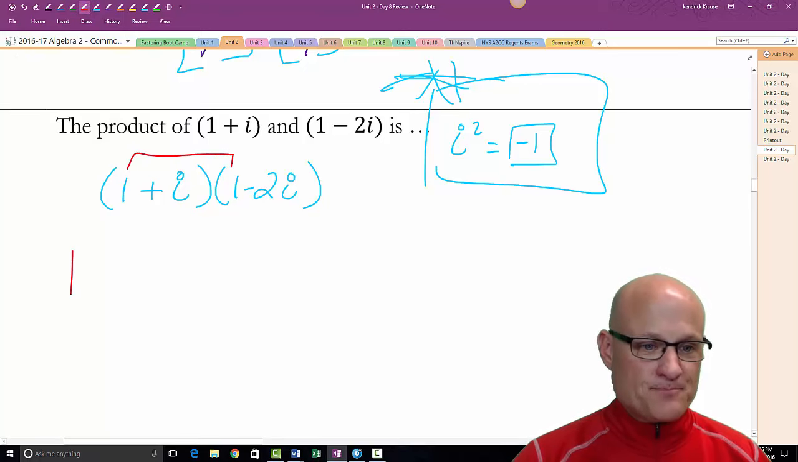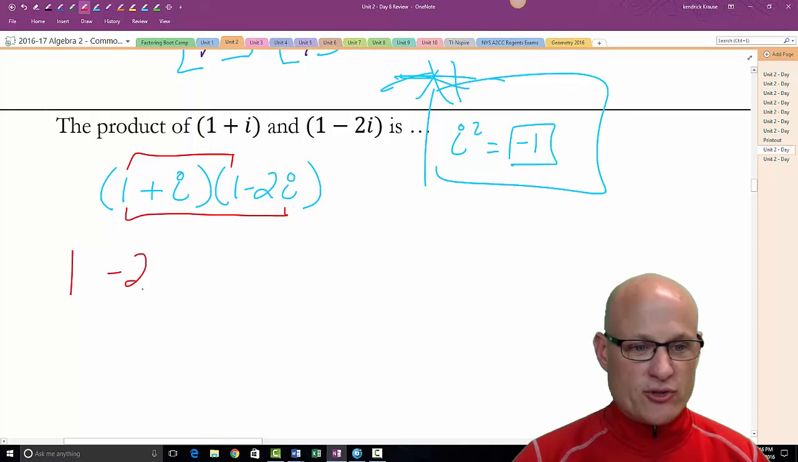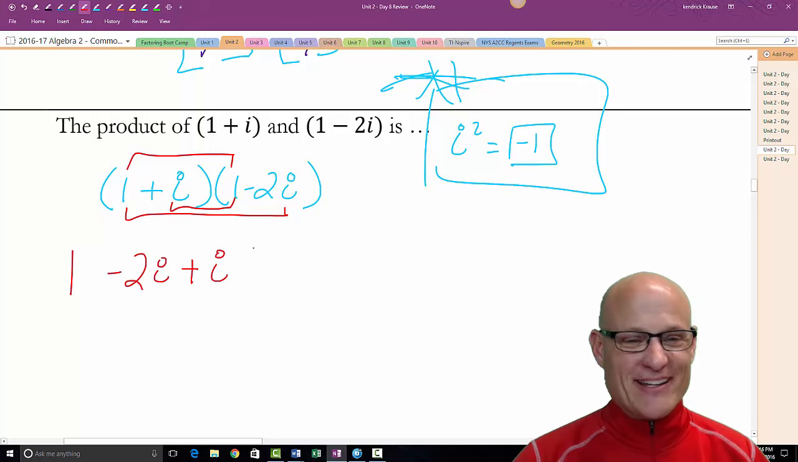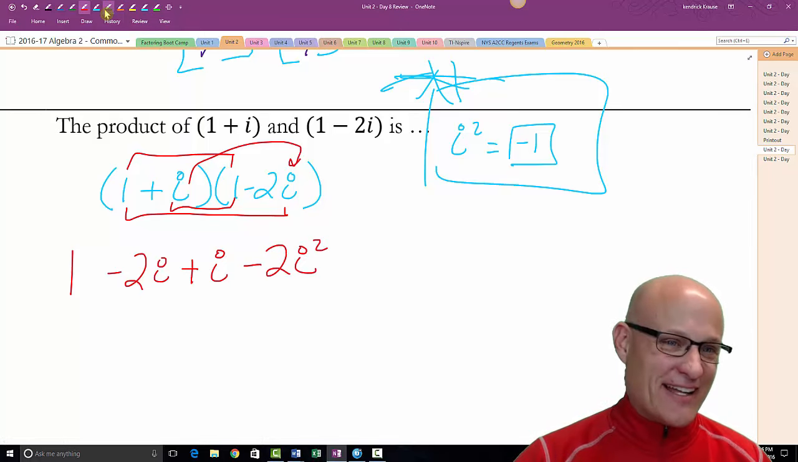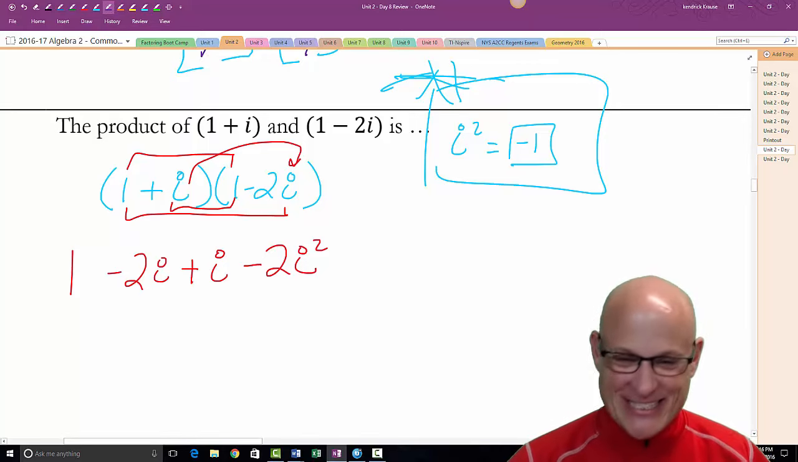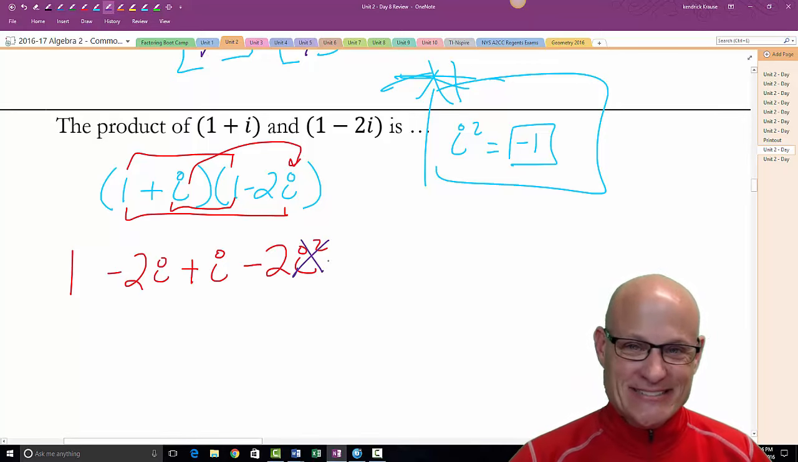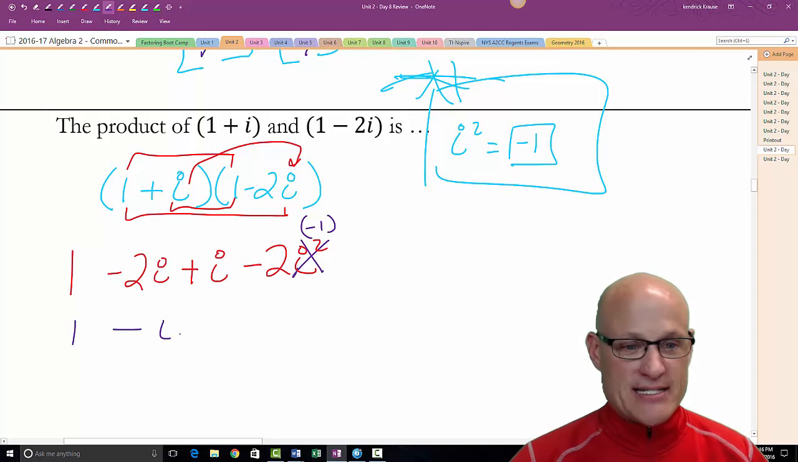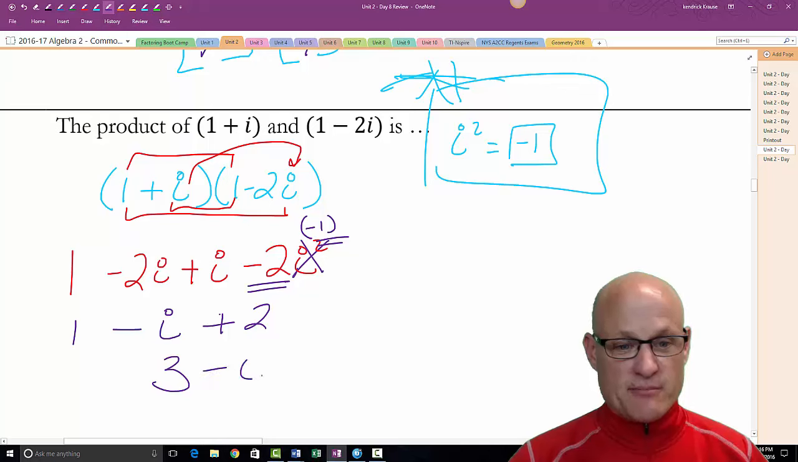All right, 1 times 1 is 1. 1 times negative 2i is negative 2i. i times 1 is plus i. Minus 2i squared. I hope I don't forget what that's equal to. i squared is equal to negative 1. So what I have here is negative 2 times negative 1. So this is 1 minus i, minus negative, which makes a plus 2. So it looks like my answer is 3 minus i.